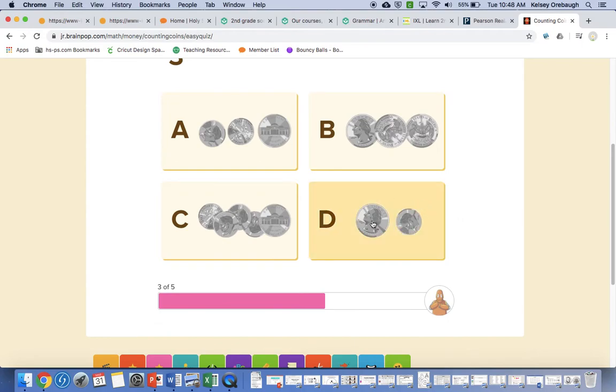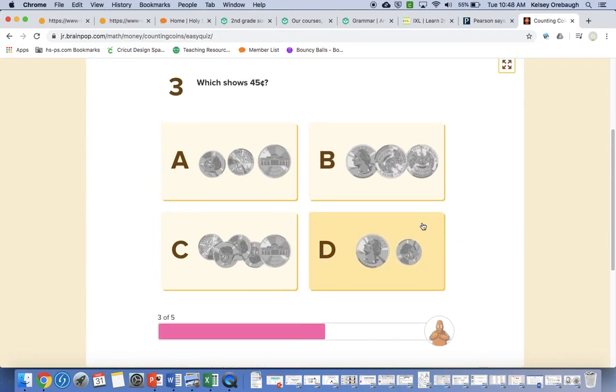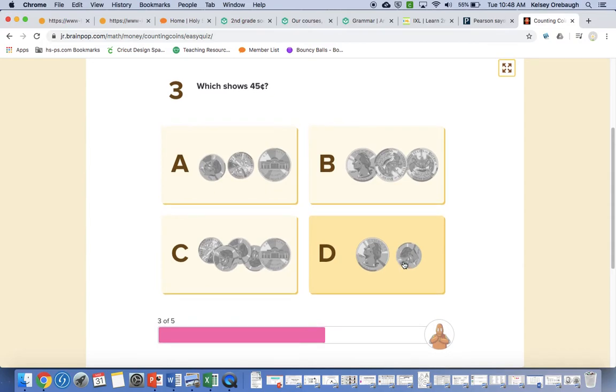D shows a quarter and a dime. Quarters are worth 25 cents. Dimes are worth 10. What is 25 plus 10? All you have to do is change the tens digit in your number. We're adding one more 10. If we had 25, we get 10 more, and we now have 35. D is not correct. C is the right answer, 45 cents. 4 dimes and a nickel.